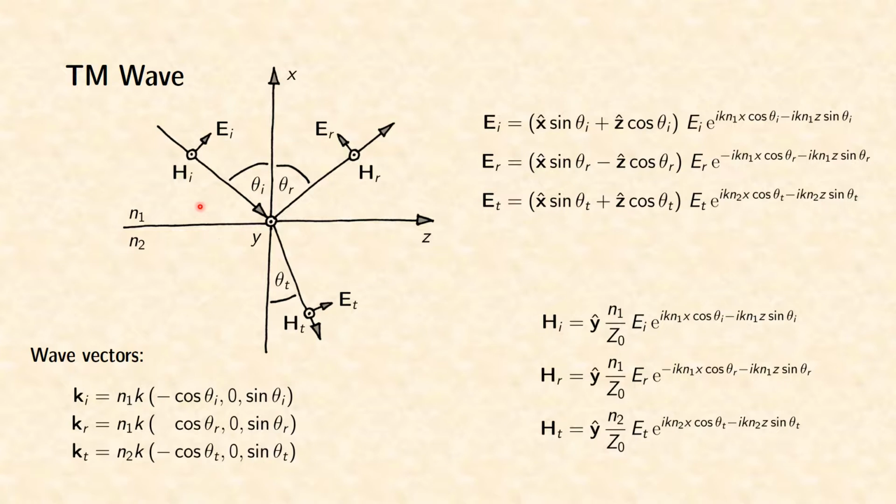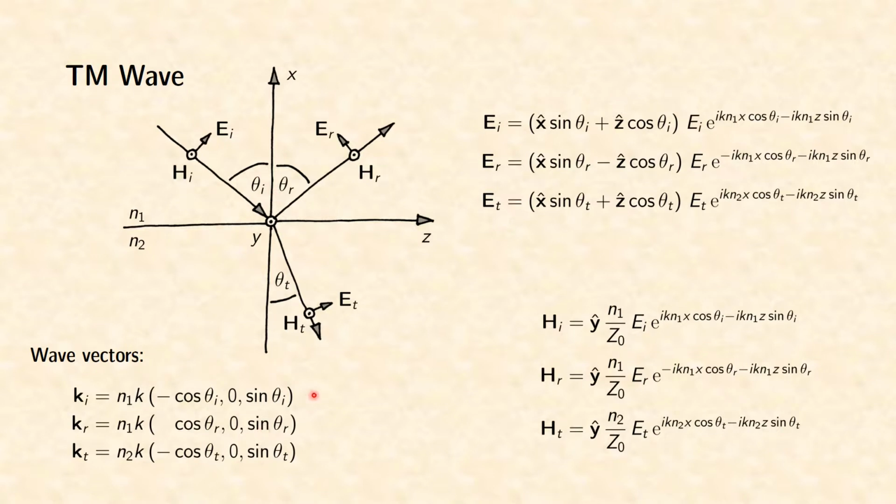and have the general solution. Okay, now in this figure you can see all the definitions of the electric and magnetic field vectors for the incident wave and for the reflected wave and for the transmitted wave, and of course again the angles.